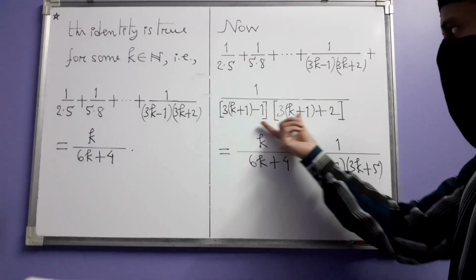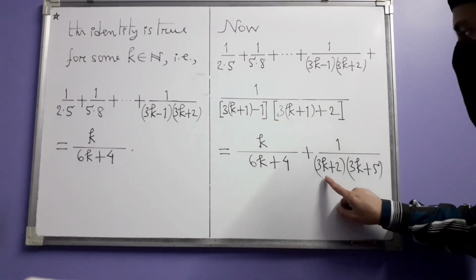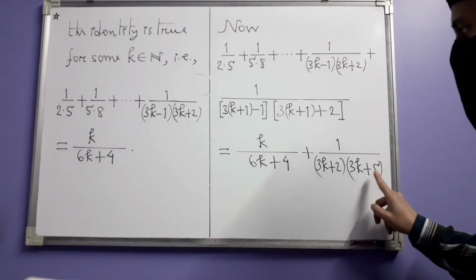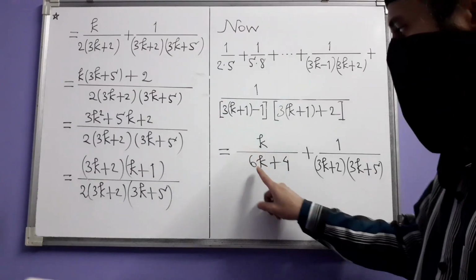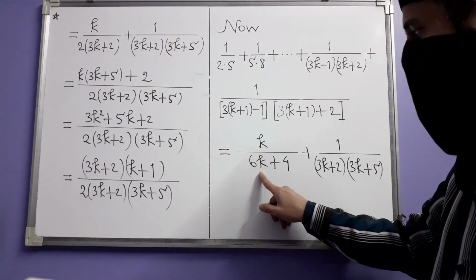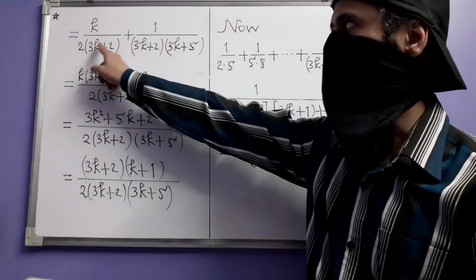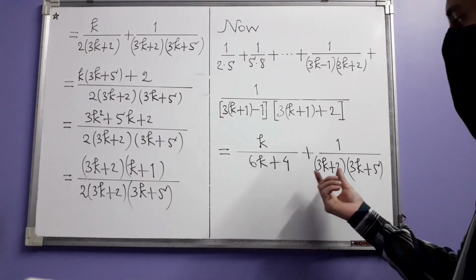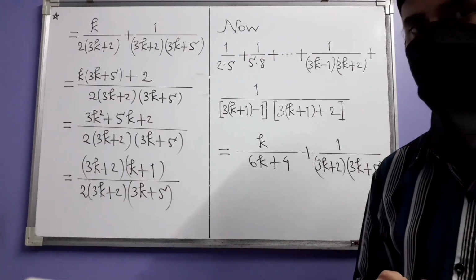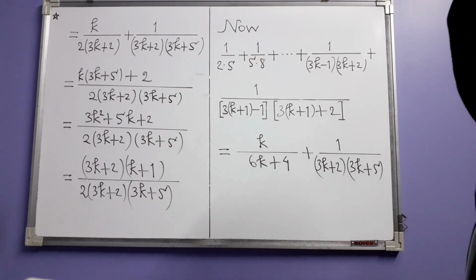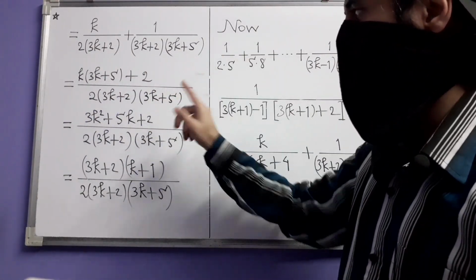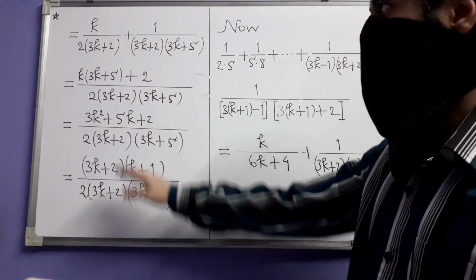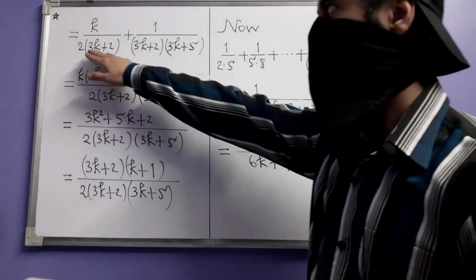And if you do the simplification here, it turns out to be (3k plus 2) times (3k plus 5). Then in the next line, we note that here the denominator 6k plus 4 is actually 2 times (3k plus 2). So here also you have a 3k plus 2. So there is an advantage. And now you take the LCM: 2 times (3k plus 2) times (3k plus 5). And the numerator then becomes what?